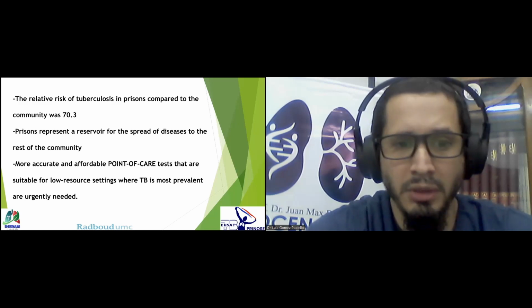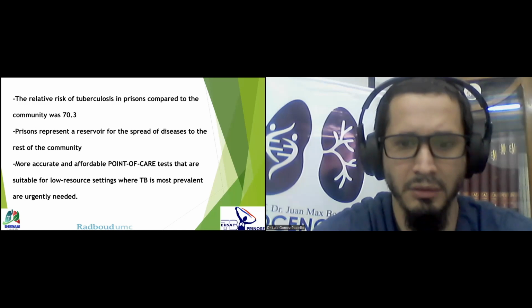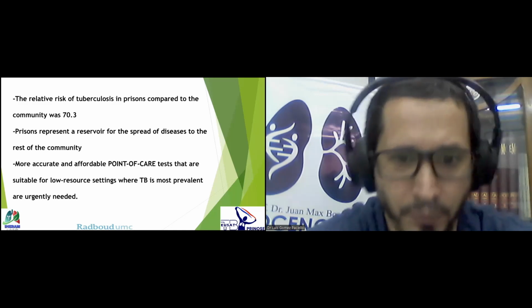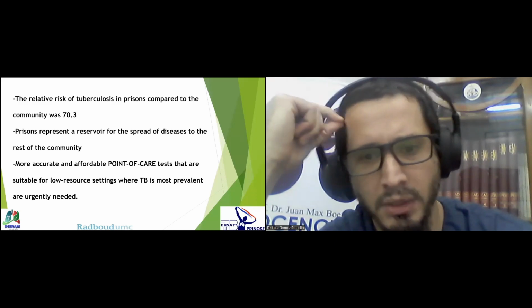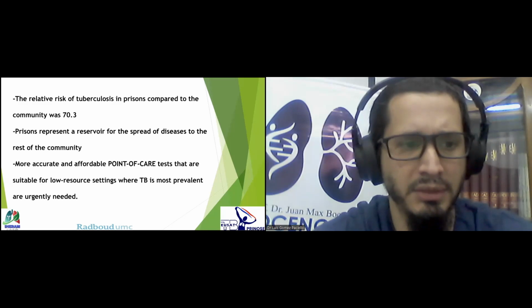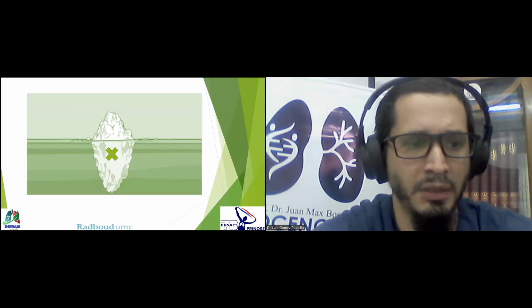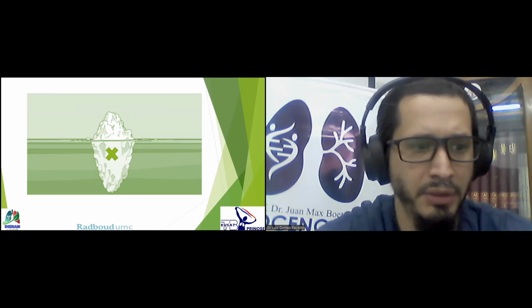We need more affordable point of care tests that are suitable for low resource settings where TB is more prevalent. They are urgently needed. So we see only a little part of the real picture.